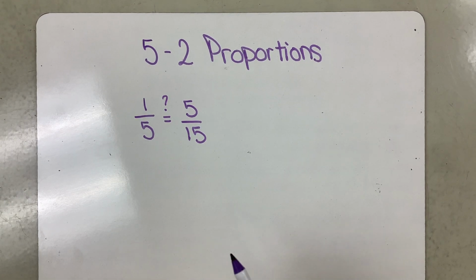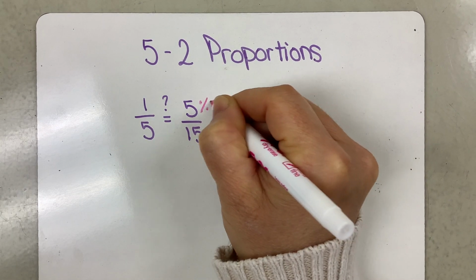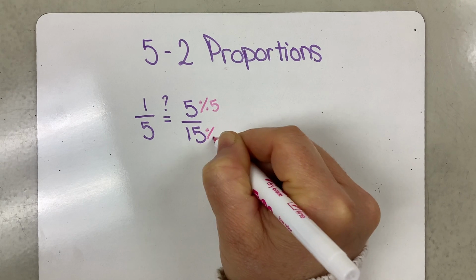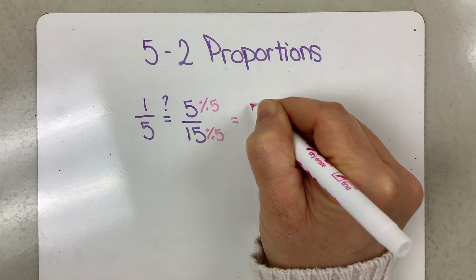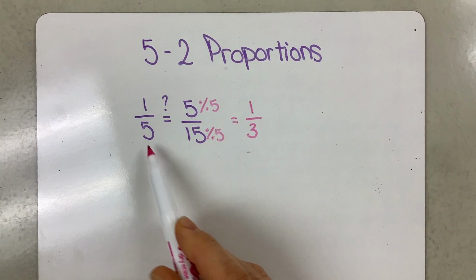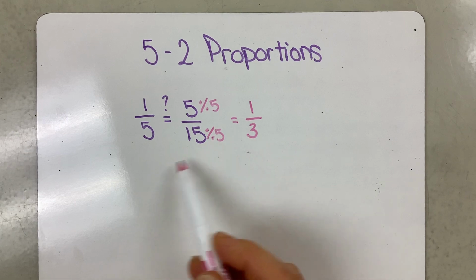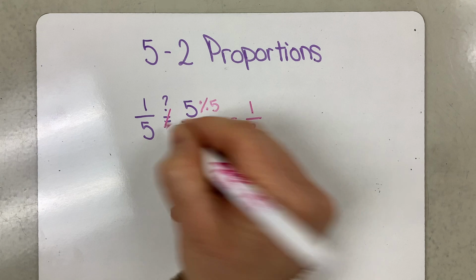All right, there's a few different ways to do this. You could first reduce the fraction. So I can see that if I divided this by 5, top and bottom, I would have a new fraction of 5 divided by 5 is 1. 15 divided by 5 is 3. Do these equal? Well, no, they don't. So that tells me this is not a proportion.